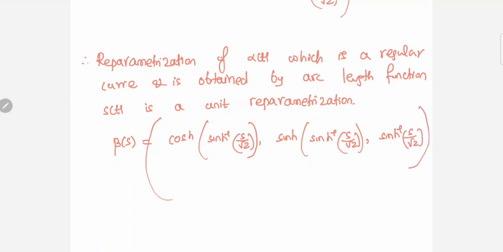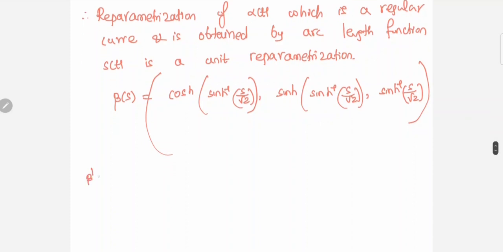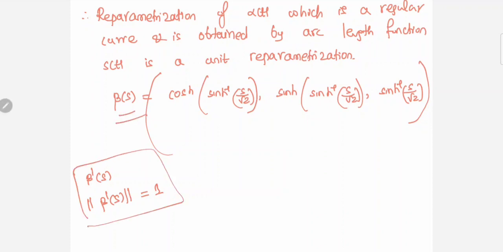We can verify whether beta of s has unit speed or not. We have to find beta dash of s, find the norm of beta dash of s, and check whether it is equal to 1 or not. As we are following the procedure for a regular curve, the reparameterization is a unit speed reparameterization, so there is no need to check. If you want to check, please check with the equation: the norm of beta dash is equal to 1. So this is about finding the unit speed reparameterization of a regular curve using the arc length function.